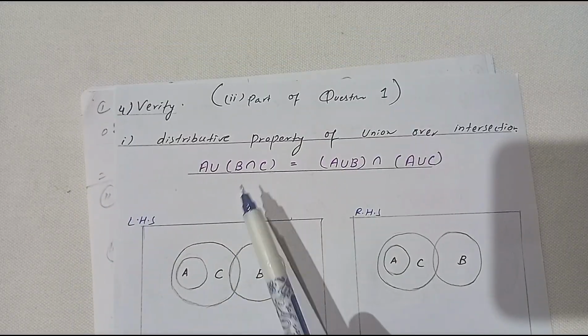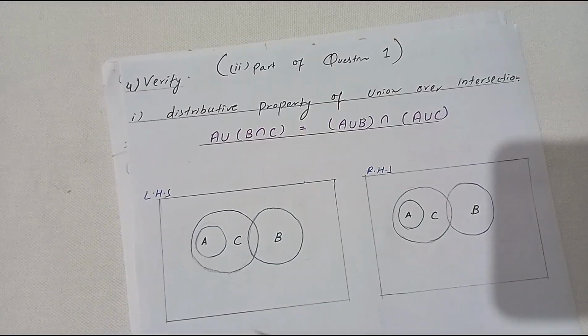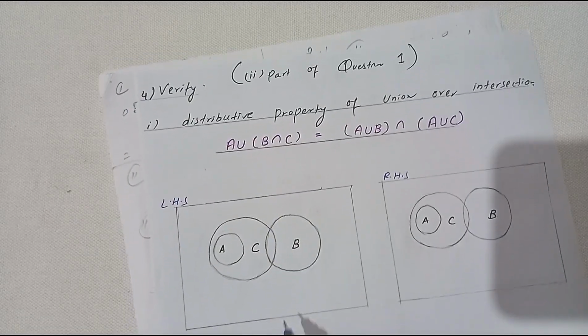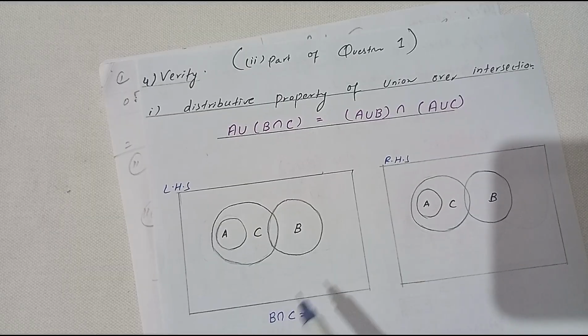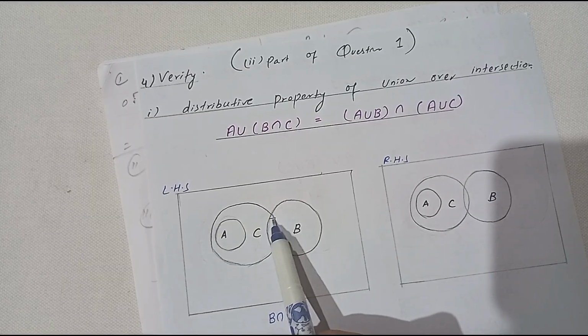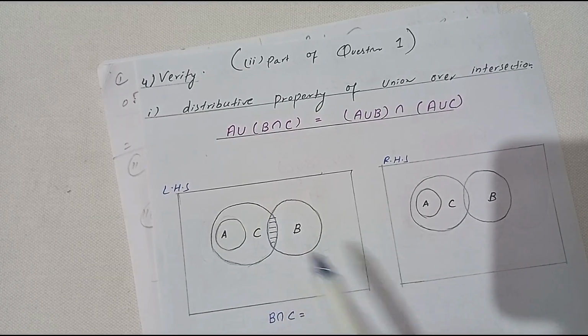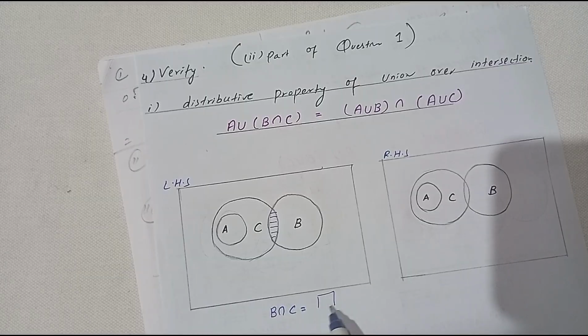So first we shade the left hand side, that is A union (B intersection C). First we shade the B intersection C part. It means the common part of B and C. The common part of B and C is this part. We shade it with horizontal lines.